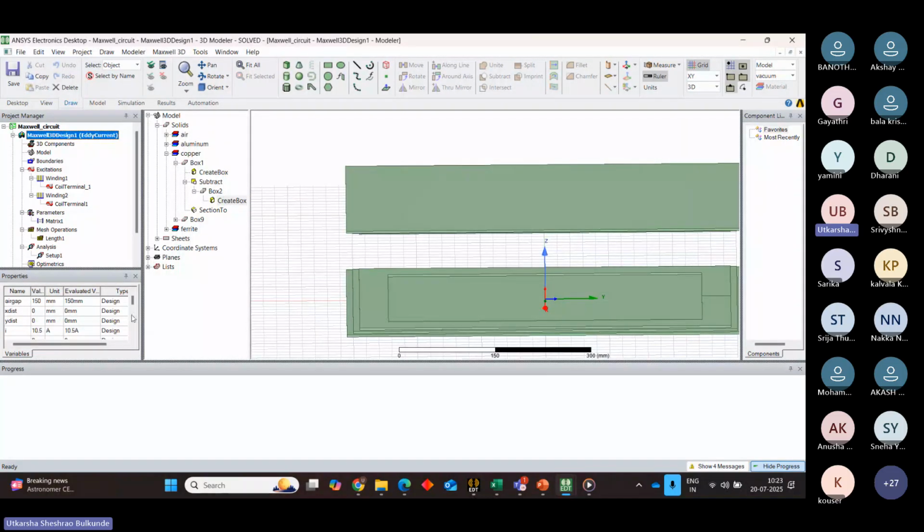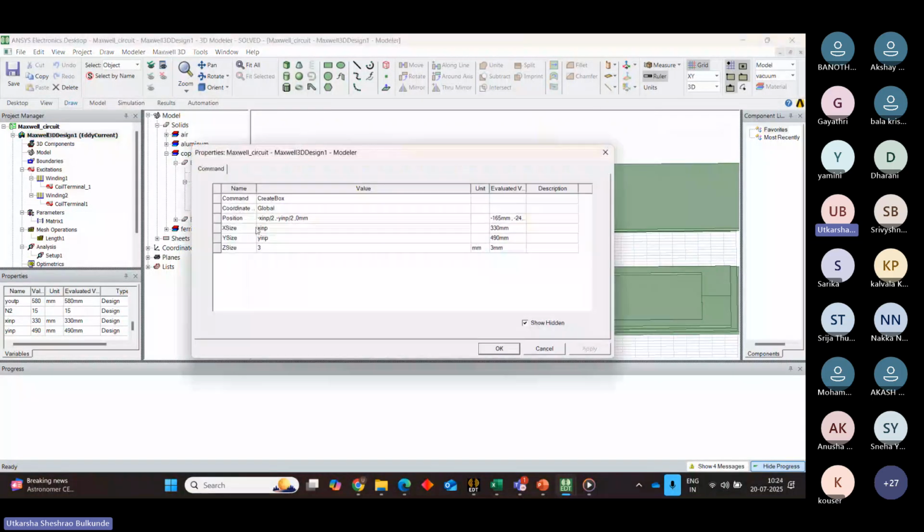So what we have is, your internal dimensions are 330 in X direction and 490 in Y direction. The thickness is 3 mm. Okay.